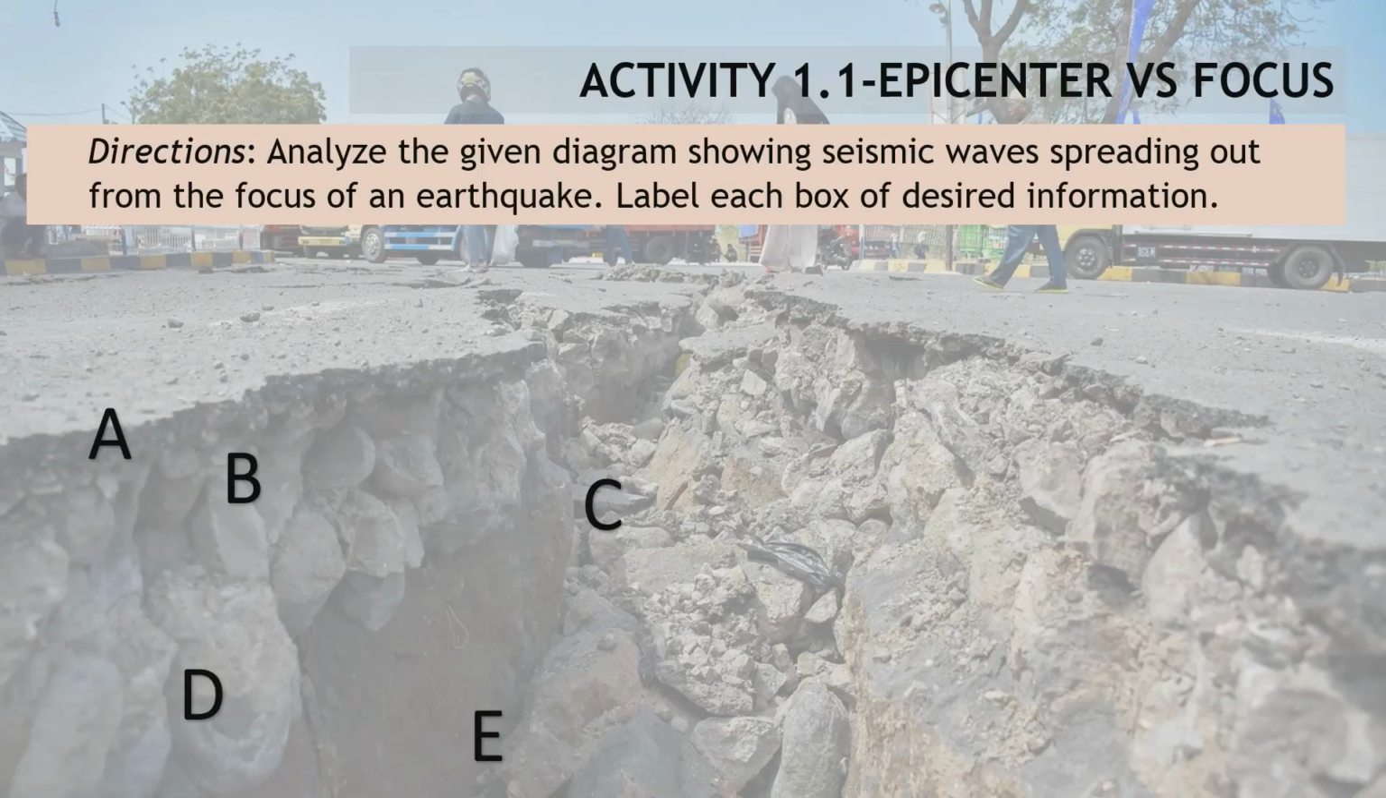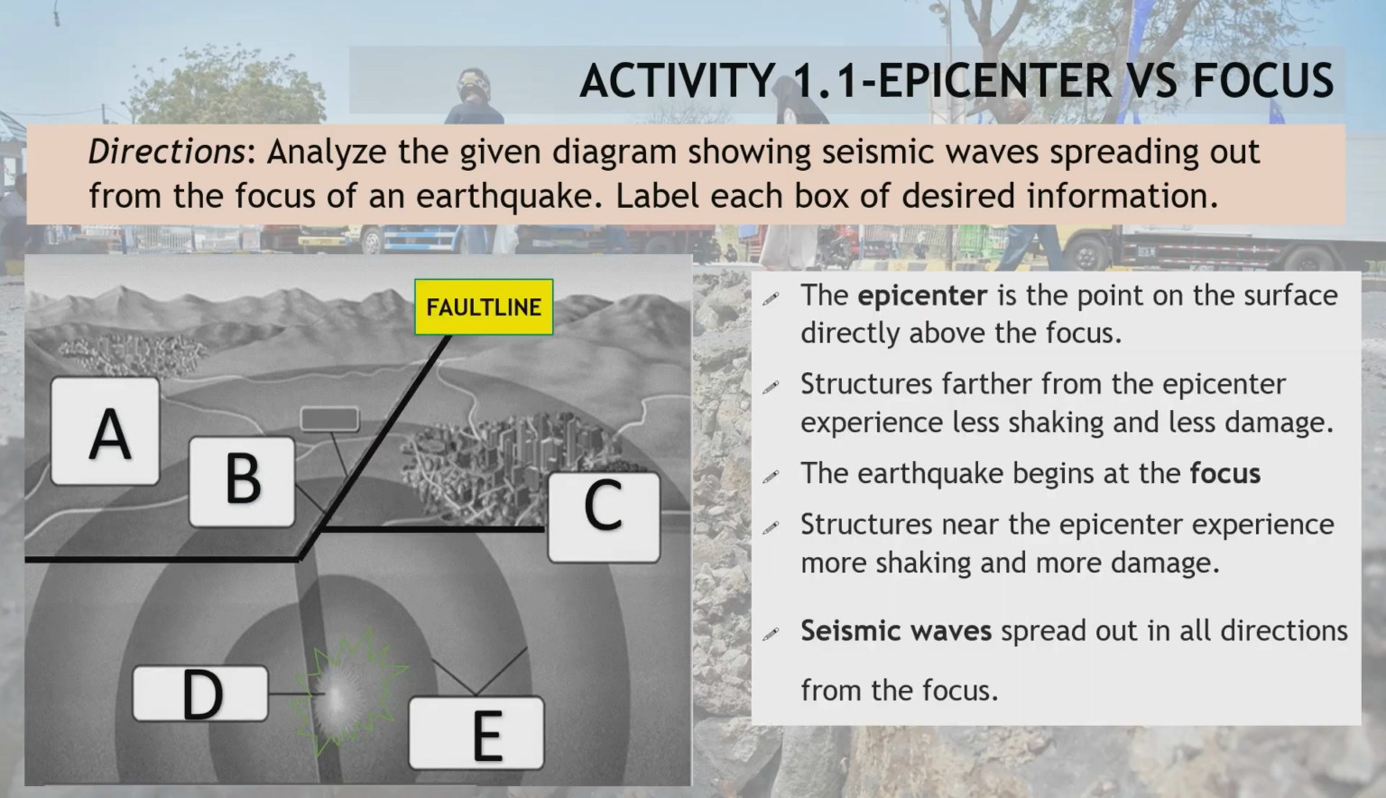Alright, now let's proceed to activity 1.1, the epicenter versus focus. The direction of this activity: we need to analyze the given diagram showing the seismic waves spreading out. This is the illustration of seismic waves spreading out from the focus of an earthquake. So all you need to do is to label each block of desired information. There is an information beside it, and all you need to do is to label which part of the diagram it is located.